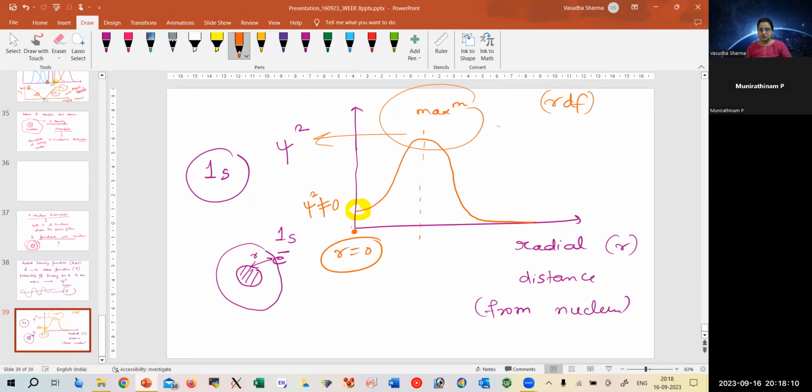Right? So r equals 0 means it's the nucleus. That means no distance from the nucleus. And psi square is not equal to 0; it has some finite value. So there is a probability of that electron density penetrating into your nucleus for certain time, and that is defined from your radial density function. That's why s orbitals have the tendency to penetrate into your nucleus.